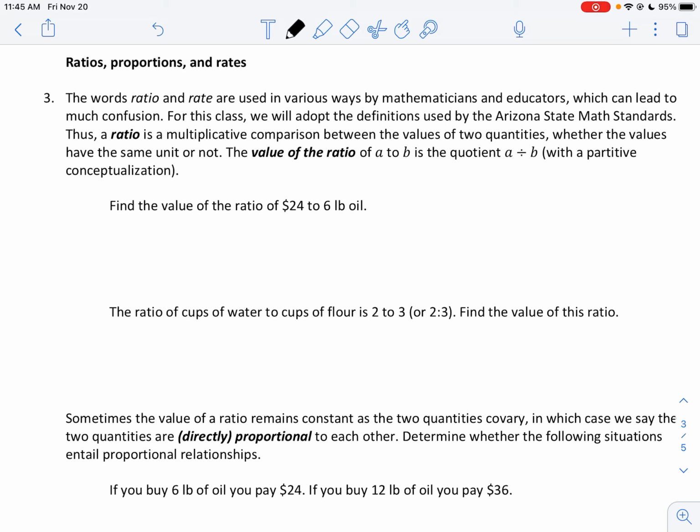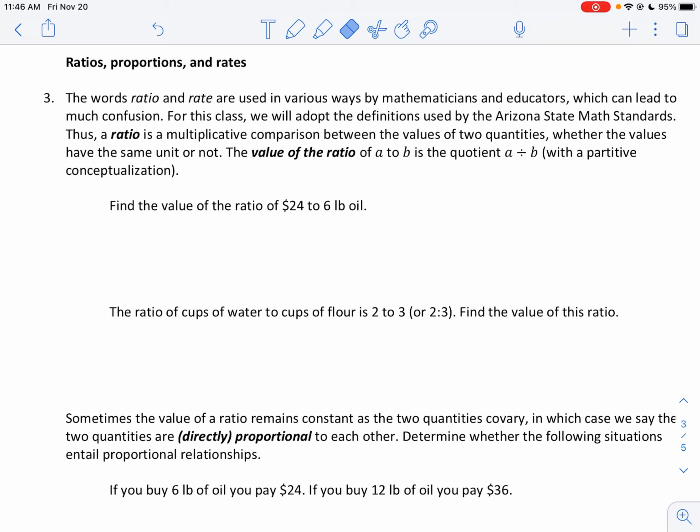Thus, a ratio is a multiplicative comparison between the values of two quantities, whether the values have the same unit or not. The value of a ratio of A to B, and that's how that's said, the ratio of A to B, those are the two values being compared multiplicatively. And the value of that ratio is simply the quotient A divided by B, and I'm going to emphasize with a partitive conceptualization. Okay, there's a lot there to digest.